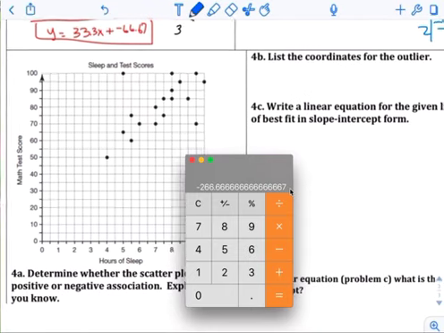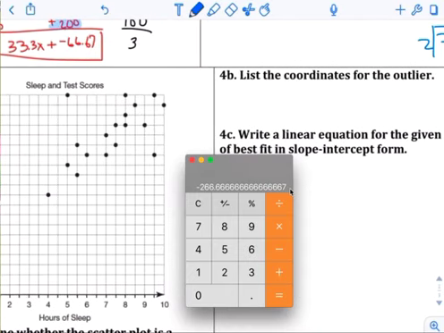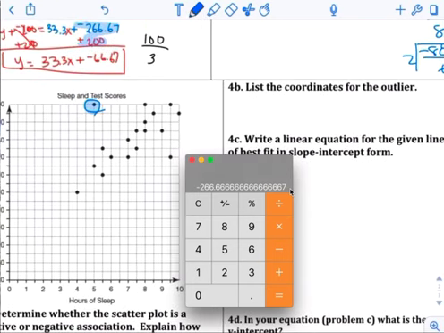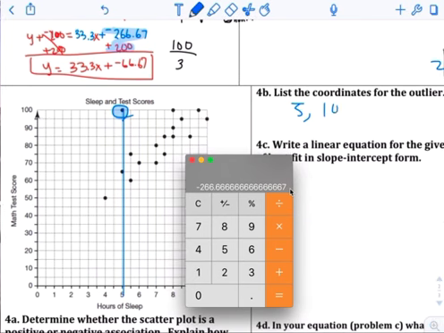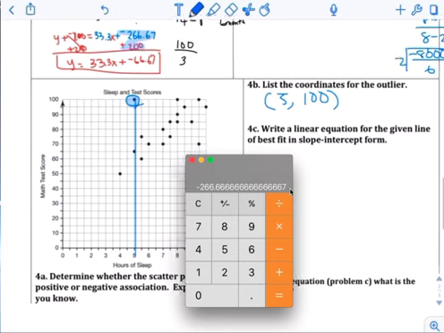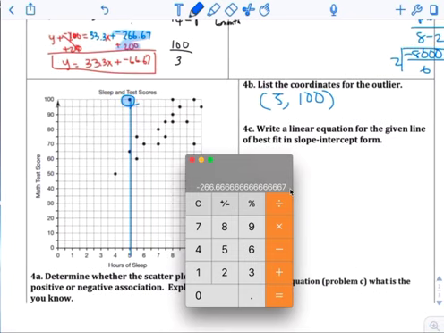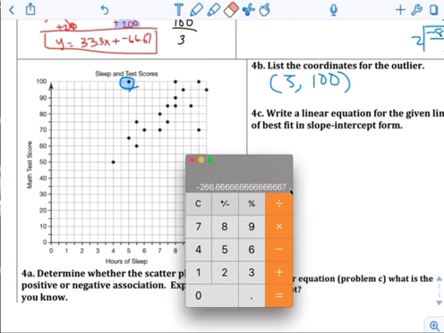Outlier. List the coordinates for the outlier. I'm going to make this an outlier and that an outlier. Maybe leave this alone, but that one is definitely far from the rest. So that is 5 and 100. Those are my outliers. Okay. Okay, let's draw your line of best fit.